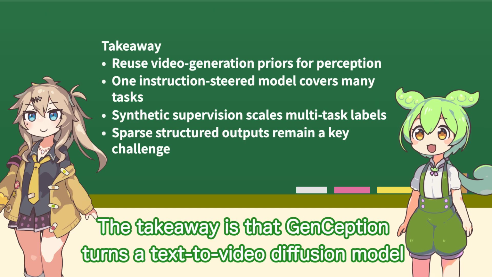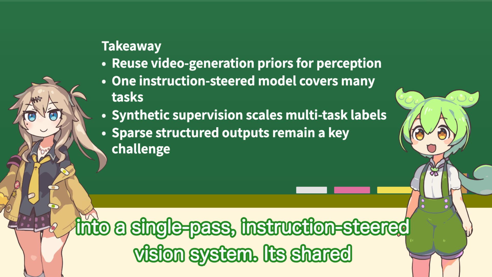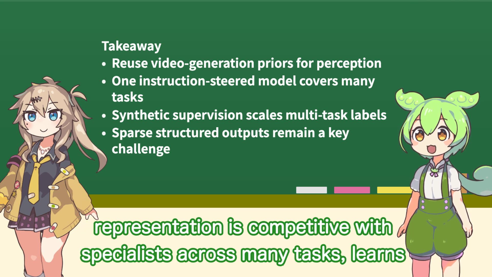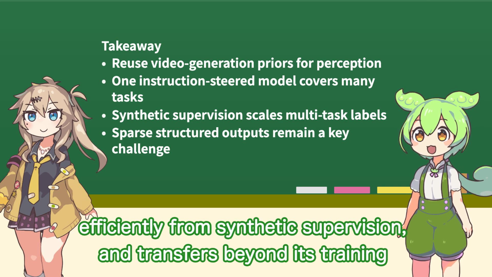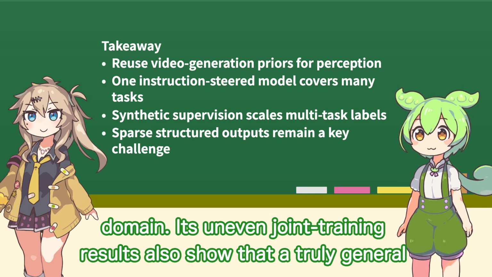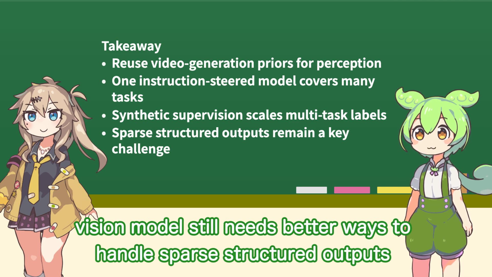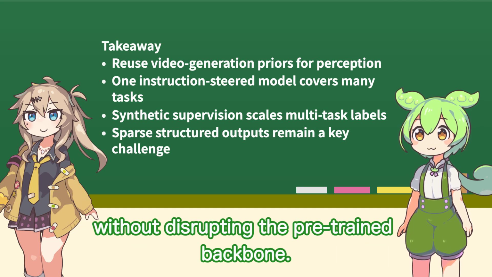The takeaway is that GenSection turns a text-to-video diffusion model into a single-pass, instruction-steered vision system. Its shared representation is competitive with specialists across many tasks, learns efficiently from synthetic supervision, and transfers beyond its training domain. Its uneven joint training results also show that a truly general vision model still needs better ways to handle sparse structured outputs, without disrupting the pre-trained backbone.